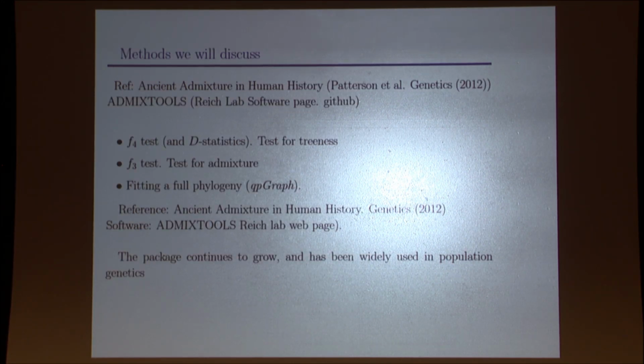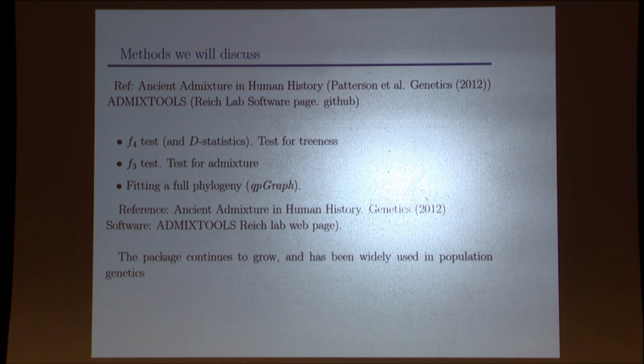All right, so I'm going to tell you about a thing we call the F4 test. I'm going to tell you about a thing we call the F3 test. I'm going to tell you just very quickly about fitting a full phylogeny. There's a paper that I and my colleagues wrote, 2012, which if you care about this stuff, you can read. It's a methods paper. It lays this stuff out in some detail. And I think it does have some interesting examples, one or two of which I'm going to talk about here.